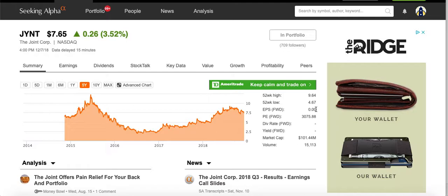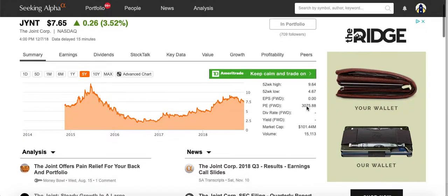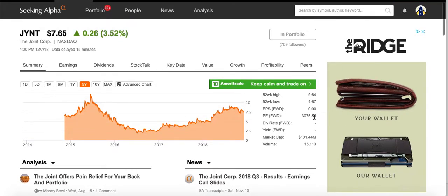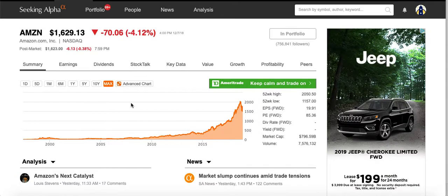It might be 0.001. I think this company is guiding to some kind of positive EPS for next year. Don't quote me on that. But we see this forward PE is 3,000. And so if you have a hard and fast rule, I'm never going to invest in a company with a, quote unquote, high PE, well, you would have missed a 2, 3, 400% move here. Same with Amazon. You would have missed an astronomical move.